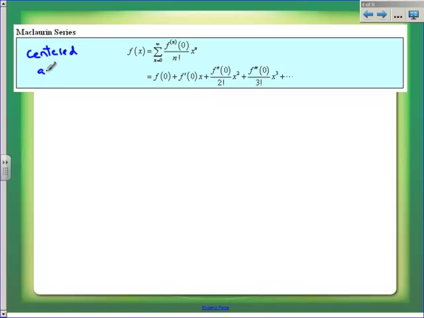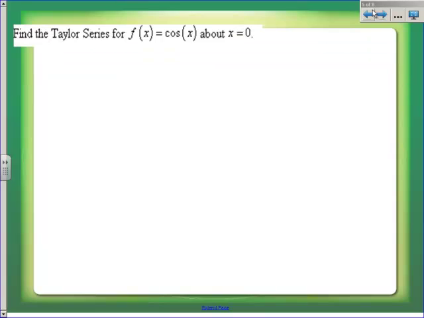Centered at 0. You'll understand what the centered part means here when we start building these. So you see all of these data points come from values at 0. All right, so here we go.